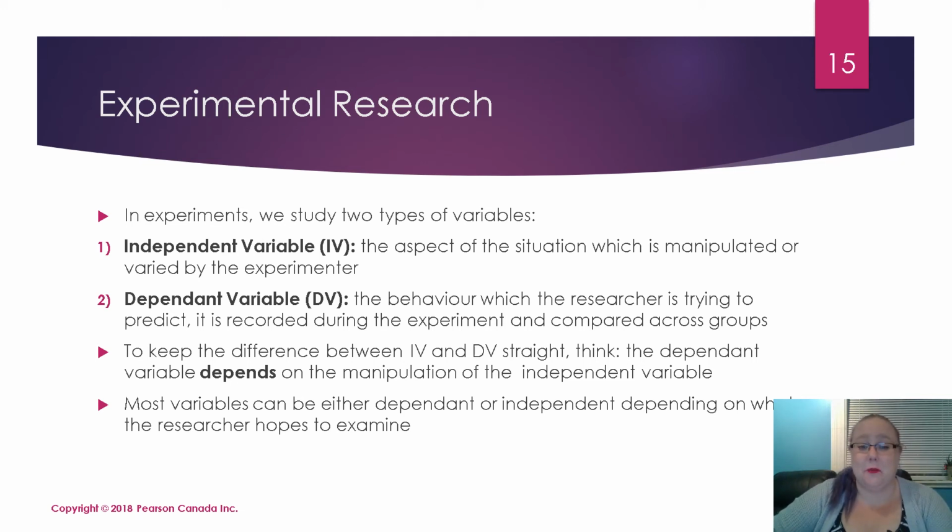The dependent variable, on the other hand, is the behavior that the researcher is trying to predict. So again, going back to that example, well, I'm trying to see if the caffeine affects their level of alertness. I'm trying to predict level of alertness based on the amount of caffeine consumed. So the dependent variable is the one that we're recording during the experiment and comparing across the groups. So I'd take the people who are in the caffeine condition, and I would take the people who are in the non-caffeine condition, and I would compare them on that dependent variable of alertness to see whether or not the level of caffeine, that independent variable, affected the level of alertness.